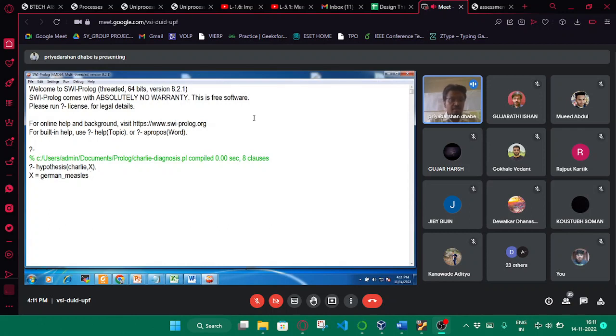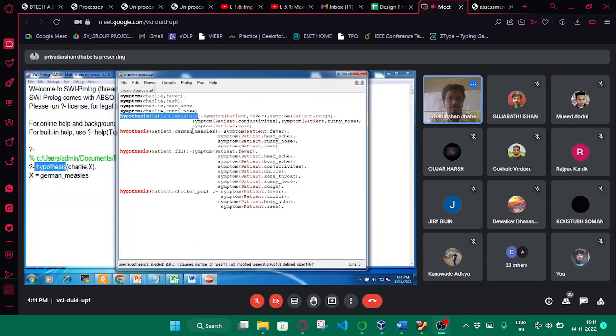How? It has taken this query as input, and it will find the first match of hypothesis. In our source file, the first match of hypothesis is this, and the first argument we have provided is Charlie. Since this is a capital P, patient is a variable name, so Charlie is bound to patient, and Prolog will try to prove that Charlie has the hypothesis of measles.